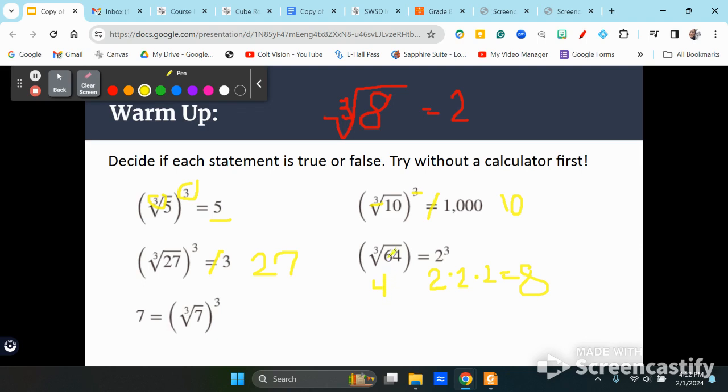4 times itself 3 times would actually be 64. So these are not equal. And then over here, this is true because what's inside the radical matches the outside, and we undid the operation. So this one is okay. So yes for this one, and the other ones are false, false, false.